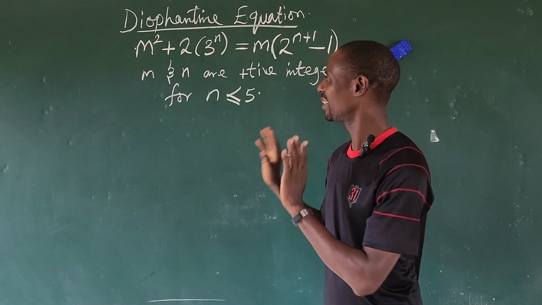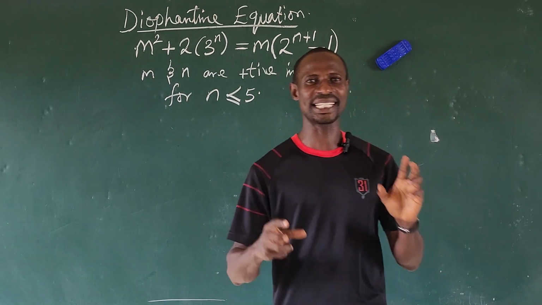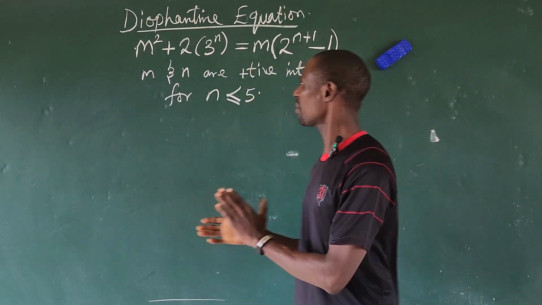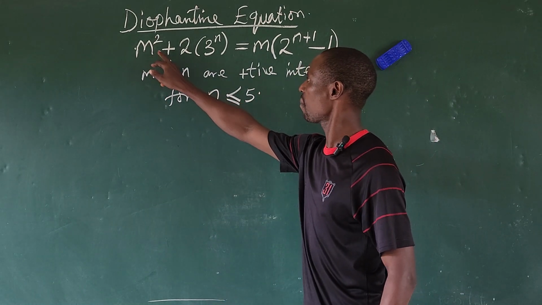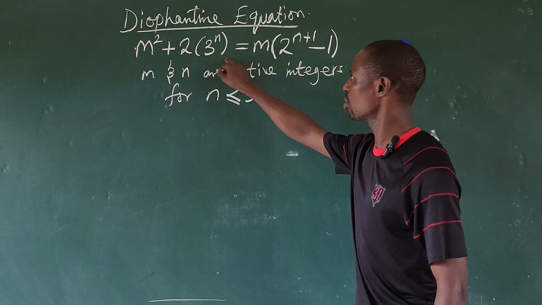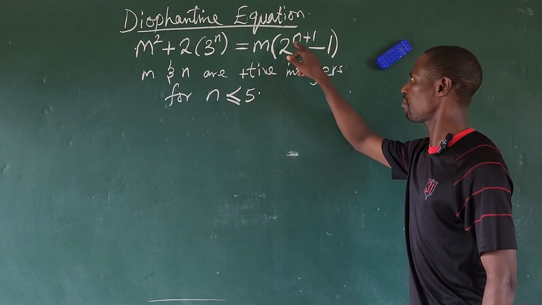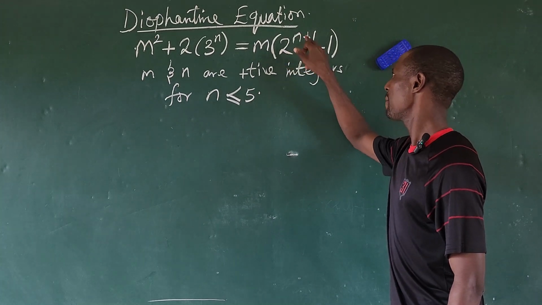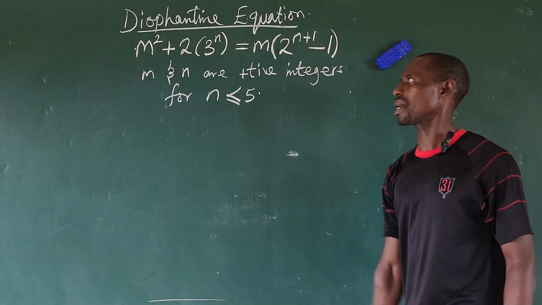Today we have a nice Diophantine equation. How do we solve this Diophantine equation? On the board before us, the question reads: m^2 + 2(3^n) = m(2^(n+1) - 1).